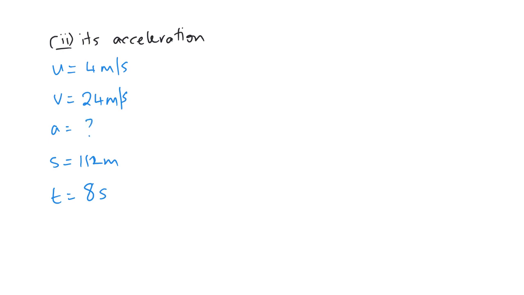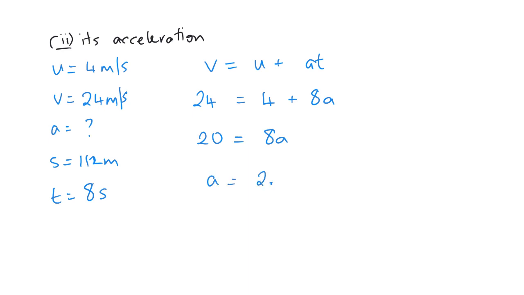Again, you can use different formulas. I'm going to use V equals U plus AT. So that's 24 equals 4 plus A times 8, so 8A. I'm going to bring our 4 over and have 20 equals 8A, and then divide 20 by 8, and I get that A is 2.5 meters per second squared.